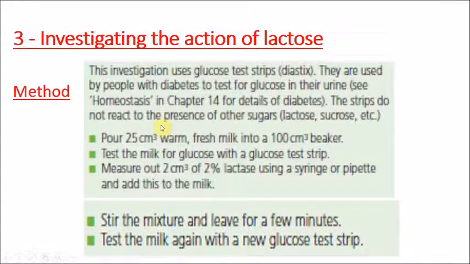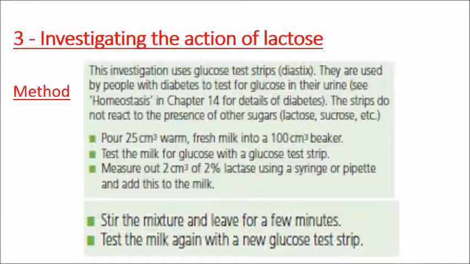So the investigation here is basically very simple. All you do is get some warm fresh milk and you test it for glucose. It shouldn't have any glucose in it because it will have lactose in it. But if you then test milk with some lactase enzyme, it should break the lactose in the milk down into glucose and galactose. Therefore, if you tested it after adding lactase, then you should get a positive test with the glucose test. Remember the glucose test, Benedict's solution.